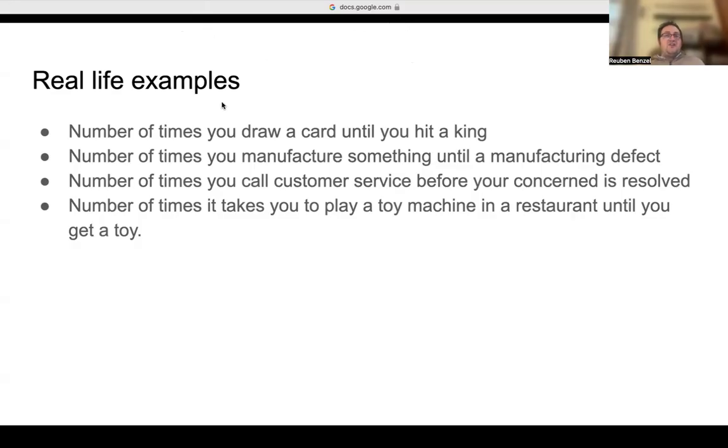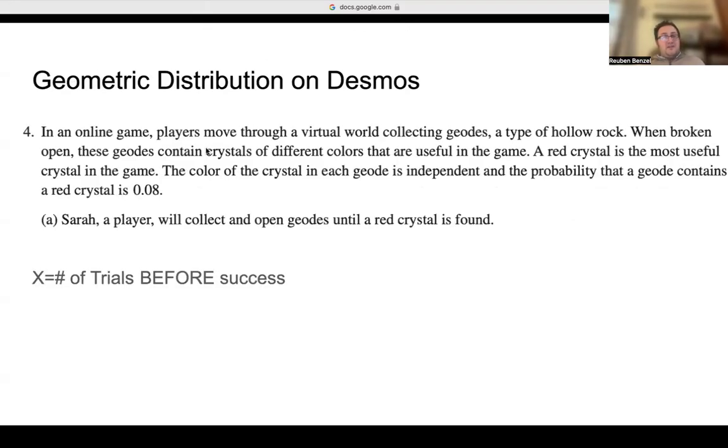So let's actually go and take a look at what we can do with Desmos. We're going to use p equals 0.08 from the geode problem on our Desmos. So let me go and share my Desmos screen.